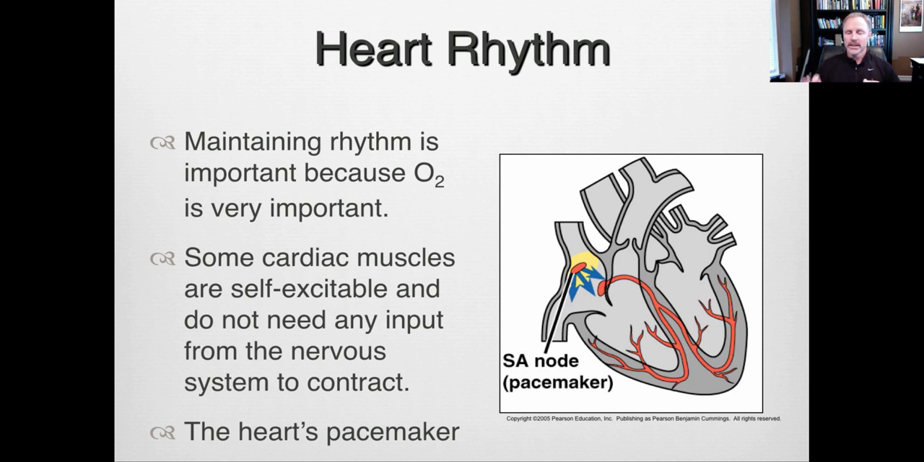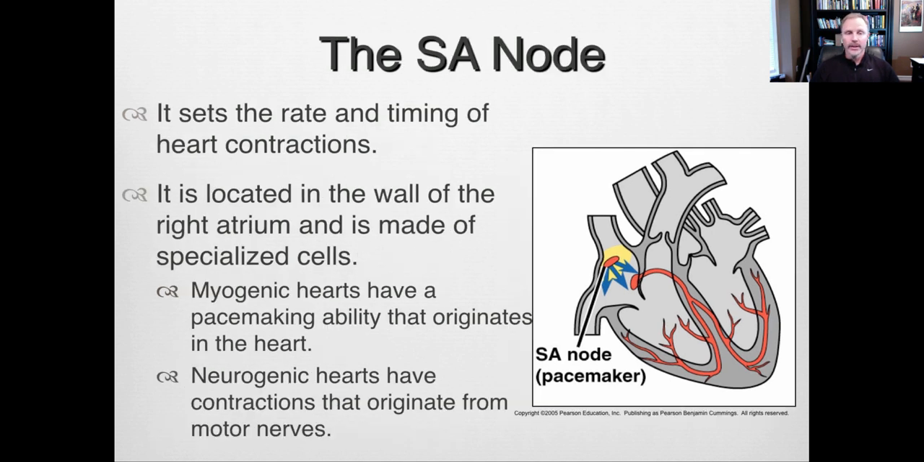But when this sends out its electrical impulse, it's going to cause the atria to contract, and then there's a slight delay, and then the ventricles are going to contract. Okay, so these cardiac muscles, we say that they're self-excitable. They don't need a constant nerve impulse to continually contract. They're initiating the heartbeat. Okay, so the SA node, we said, sets the rate and the timing of the heart contractions, and it's located again in the walls of the right atrium. And these specialized, self-excitable cells initiate this contraction.